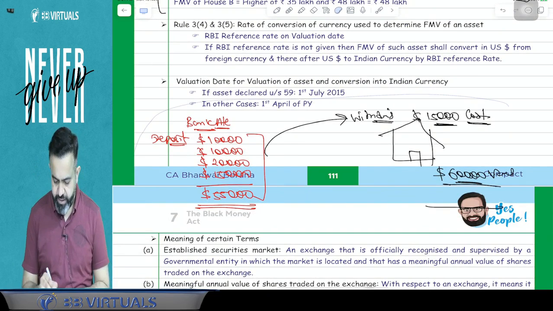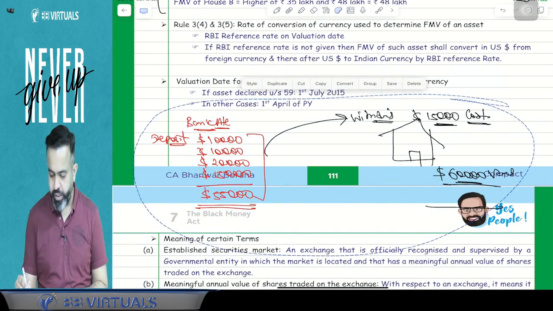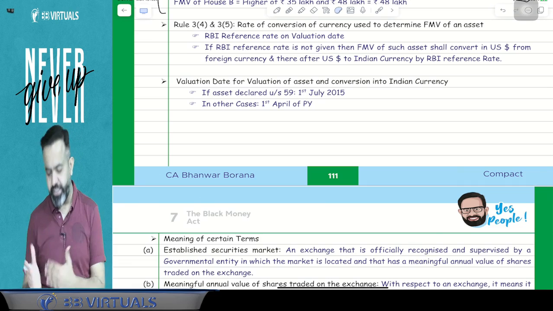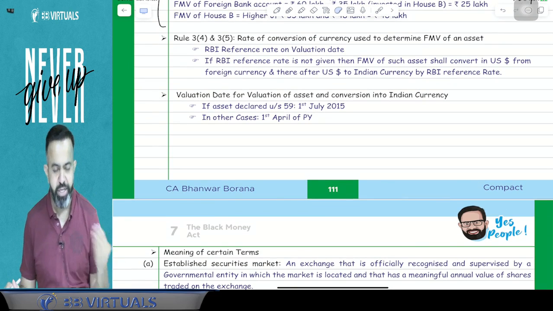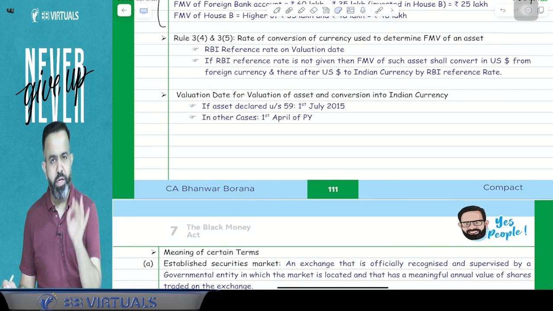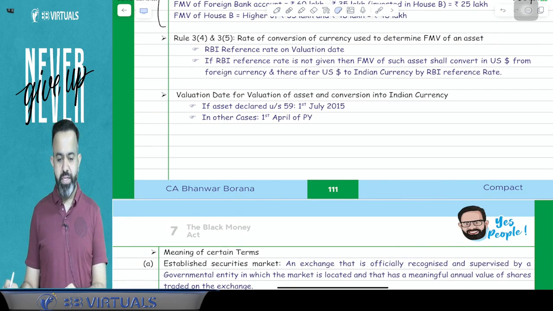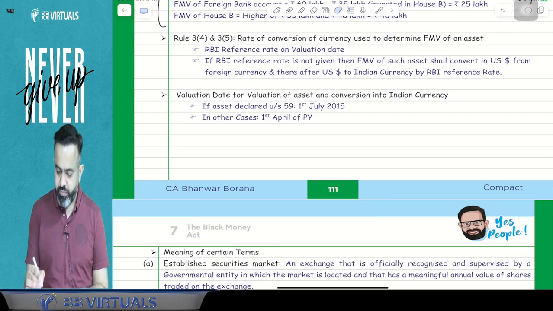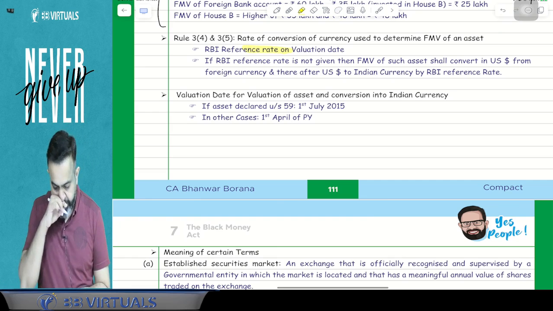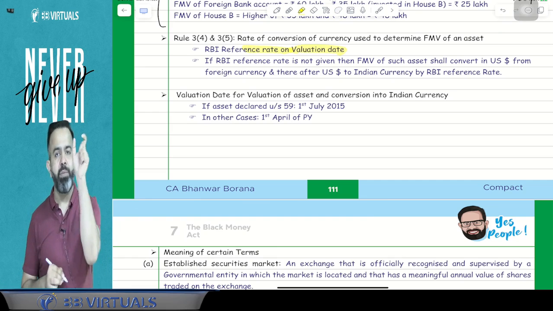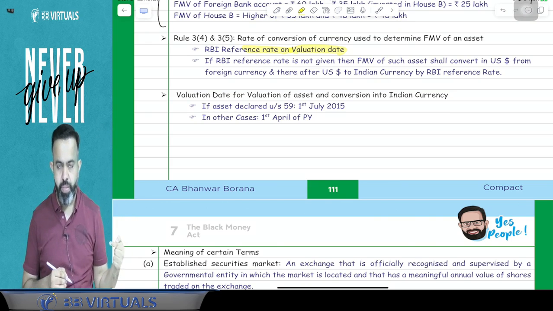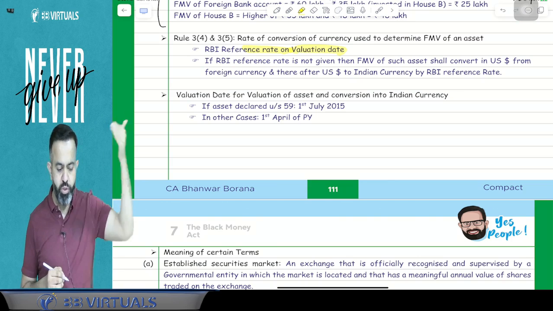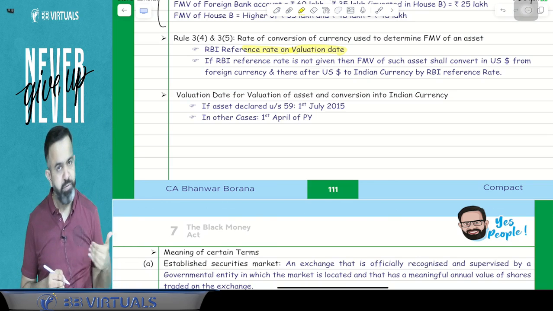Now guys, suppose this asset value is in foreign currency. On the valuation date, how do we convert it into Indian currency? We just have to take the RBI reference rate on the valuation date. If it is in dollars, then the RBI reference rate from dollar to rupees. If it is in UK pounds, then UK pound to rupees.